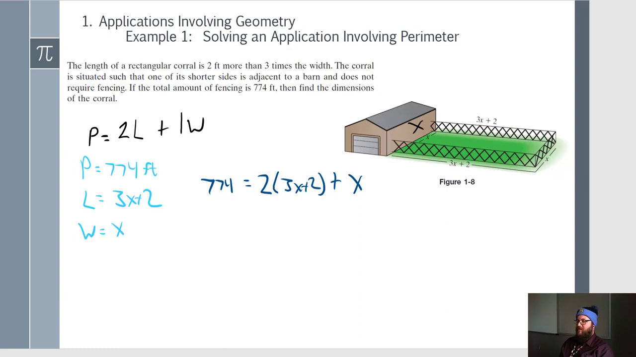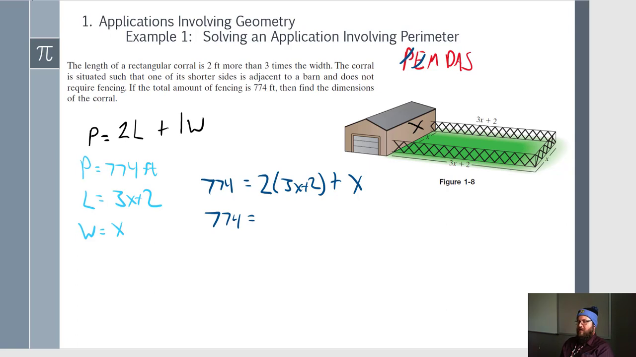Now we need to solve for x. So now you also need to use your PEMDAS. Don't forget that, okay? So with the PEMDAS, parentheses. Can we do anything inside this parentheses, 3x plus 2? No, we can't really do anything with that. There's no exponents. So now we just do multiplication. Well, there's nothing we do with 774, so we're going to leave that the way it is on the left-hand side of the equal sign.